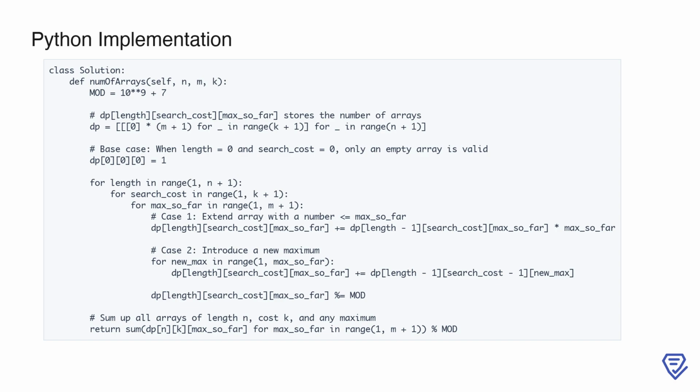Case 2, introducing a new maximum. If we append a number greater than the current max, the new number becomes the maximum, and the search cost increases by 1. For each possible new maximum, we add dp[length-1][search_cost-1][new_max]. Result calculation. Finally, we sum up all valid arrays of length n, search cost k, and any maximum value, 1 to m. The result is returned modulo 10^9 plus 7. This approach efficiently handles the constraints using dynamic programming, ensuring a time complexity of approximately O(n times k times m squared), which is suitable for the problem's constraints.